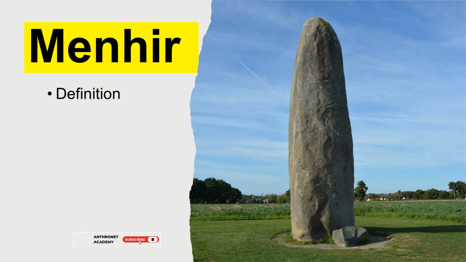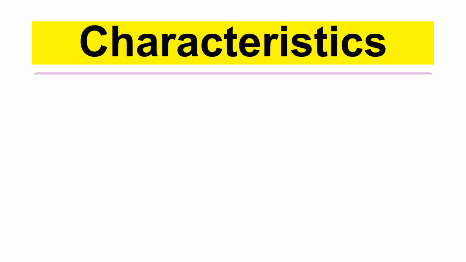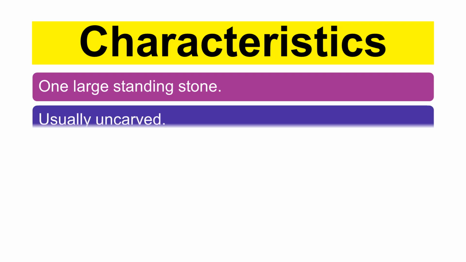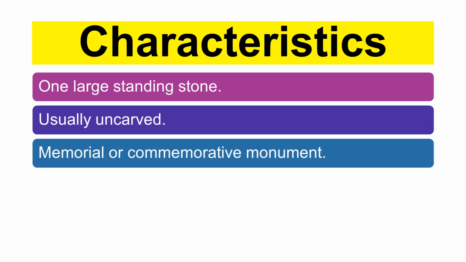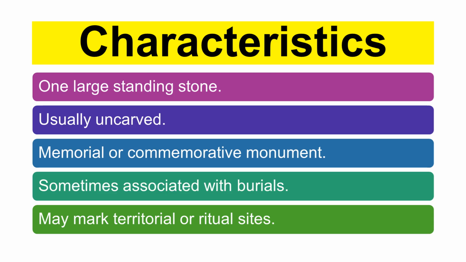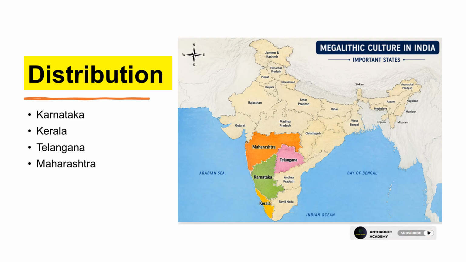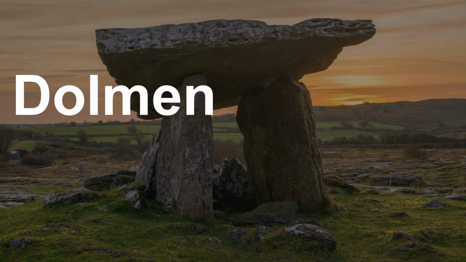Menhir. Definition: a menhir is a single upright stone erected vertically in the ground. Characteristics: one large standing stone, usually uncarved. Memorial or commemorative monument, sometimes associated with burials. May mark territorial or ritual sites. Distribution: Karnataka, Kerala, Telangana, Maharashtra. UPSC fact: menhir equals single standing stone.